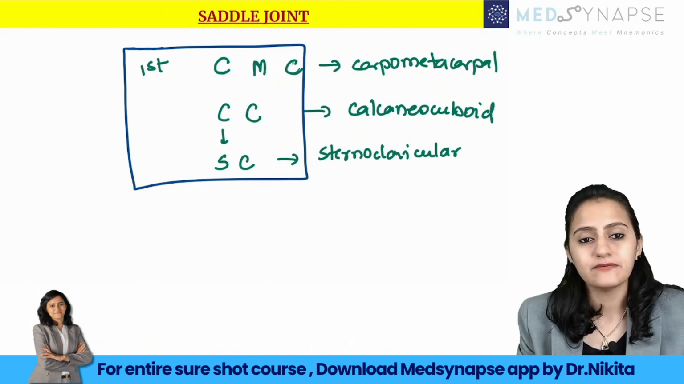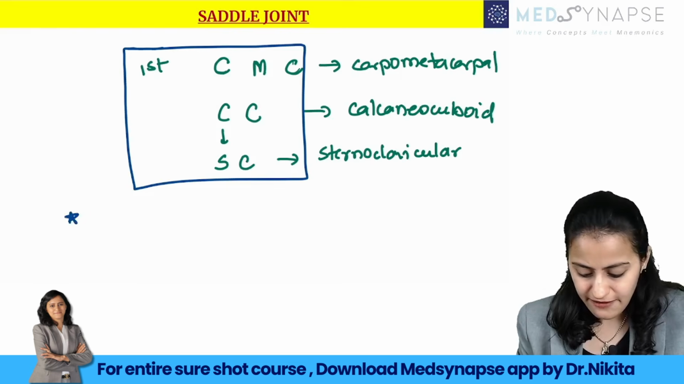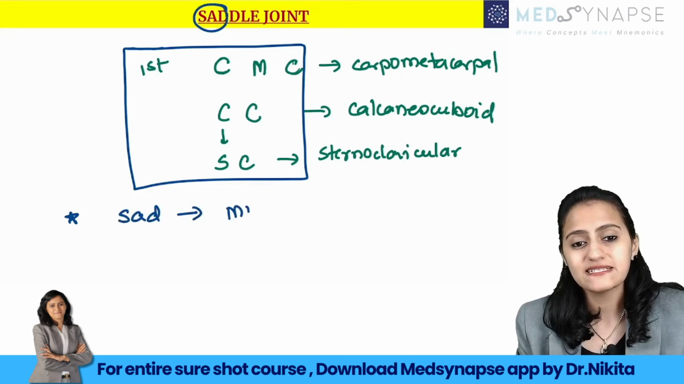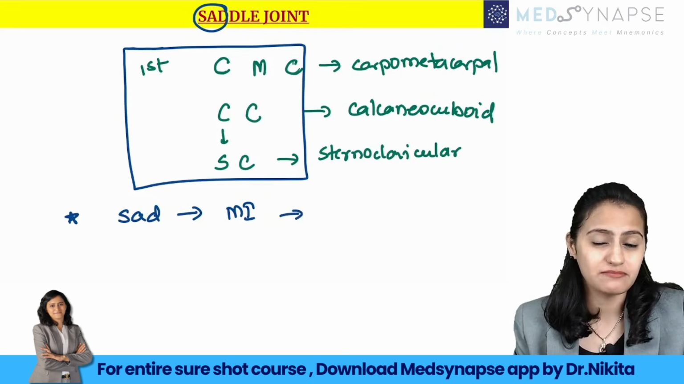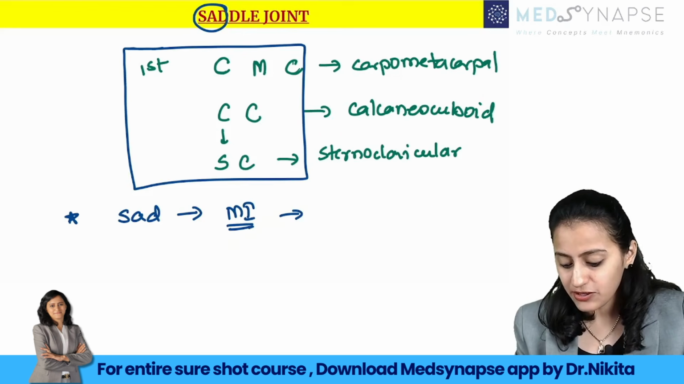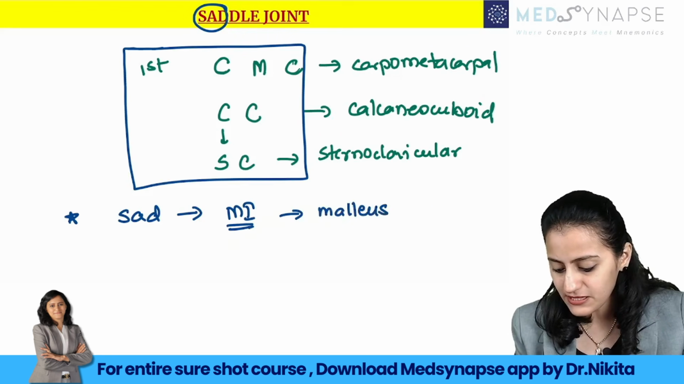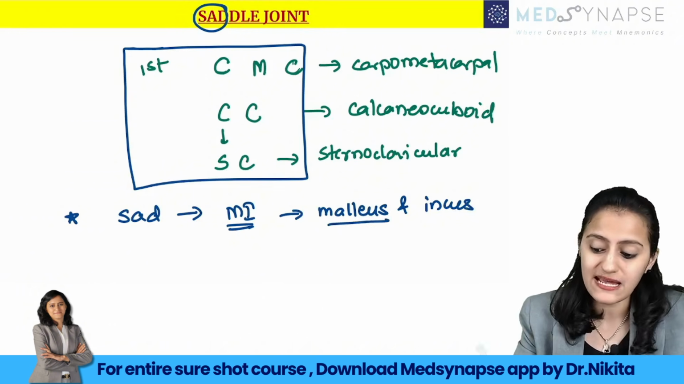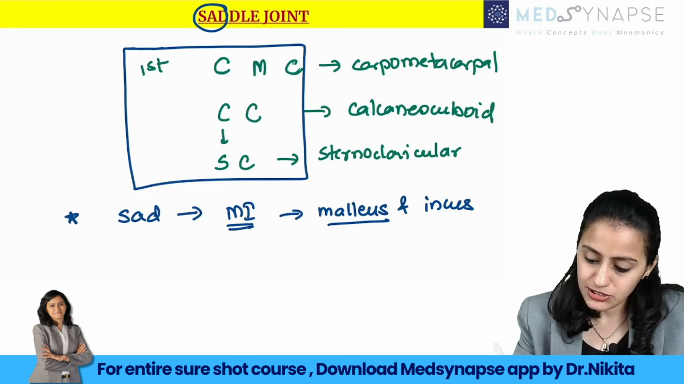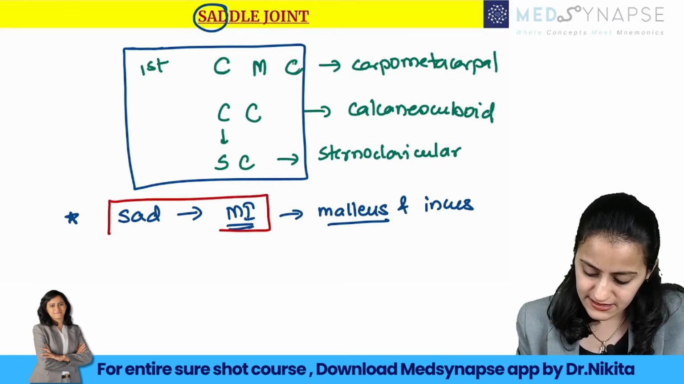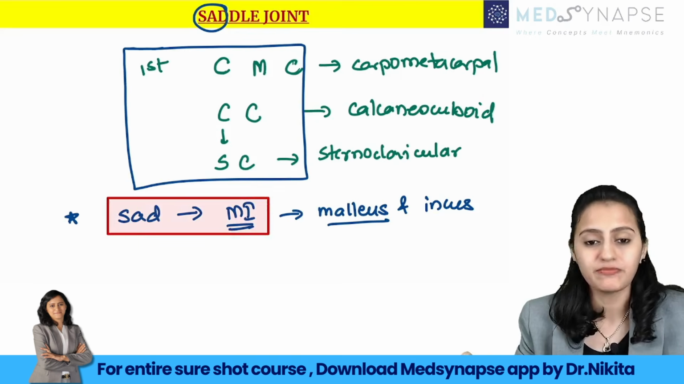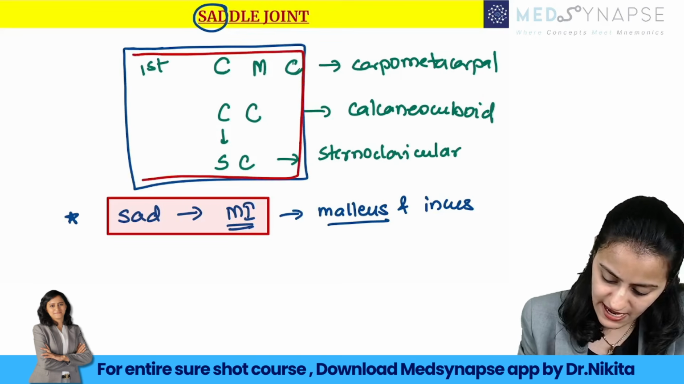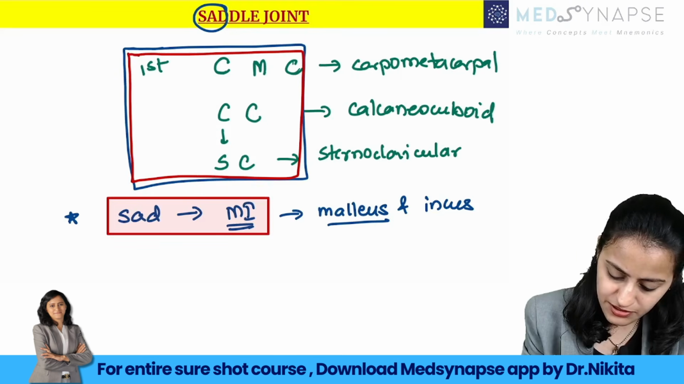Okay, clear with everyone? The next that we have is saddle joint is SAD. So, what is a SAD event? Anybody getting an MI, myocardial infarct, is a SAD event. So MI means the joint between the malleus and the incus in the ear ossicles. This is a saddle joint. So remember that MI is a SAD event. This is your trick to remember here. MI is a SAD event, and the CMC, the CC and the SC, this is your trick to remember the other saddle joints.